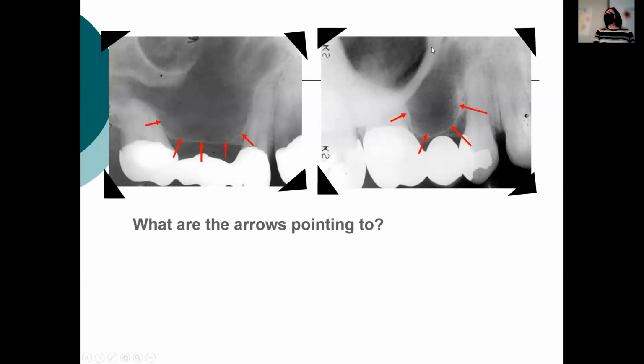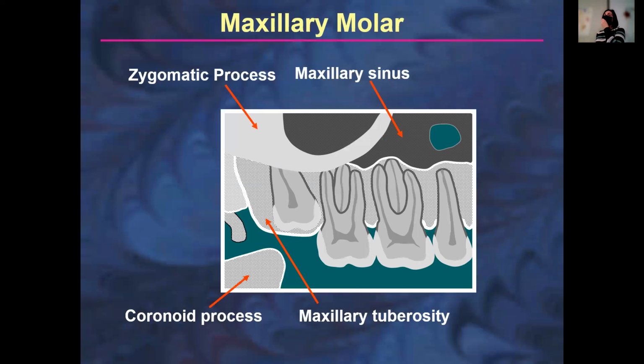So here's the zygomatic process again, here and here. And then the thinner white line is your maxillary sinus. Now with a maxillary molar, you're going to see kind of a funny thing, because you can sometimes see a little bit of a mandibular landmark, which is the coronoid process. The coronoid process is on your mandible. You have your condyle and your mandibular notch, and then your coronoid process.